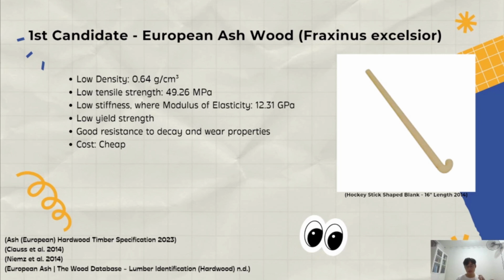While European ash wood has benefits like being lightweight, cheap, and corrosion resistance, its low tensile strength, shaft strength, and yield strength limit its suitability for modern hockey sticks. Players at competitive levels require materials that provide higher strength and performance to withstand the demands of the game.